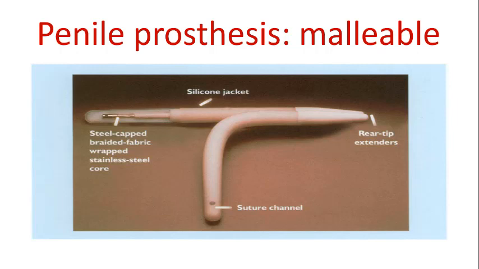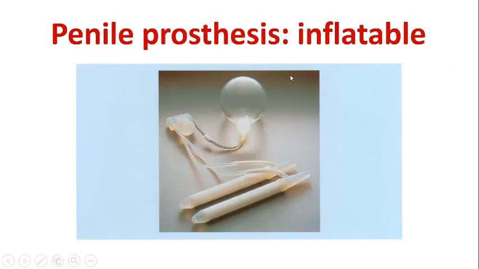The second type is the malleable penile prosthesis. It can be erected and it can be relaxed or induce flaccidity of the penis after insertion of the penile prosthesis. This is the most commonly used type. The third type is called the inflatable penile prosthesis. You can inflate it through a pump. You can inflate the penile prosthesis inducing erection, and deflate penile prosthesis inducing the flaccidity.